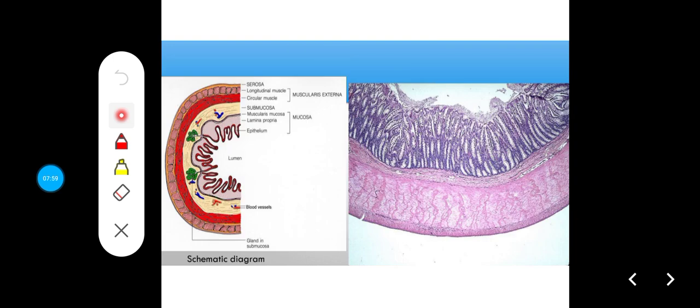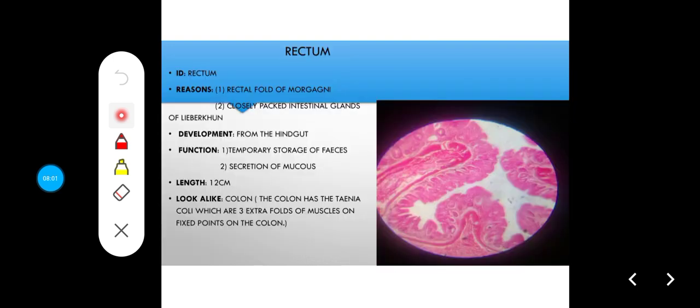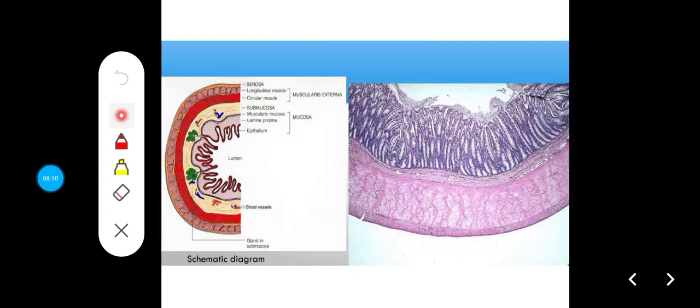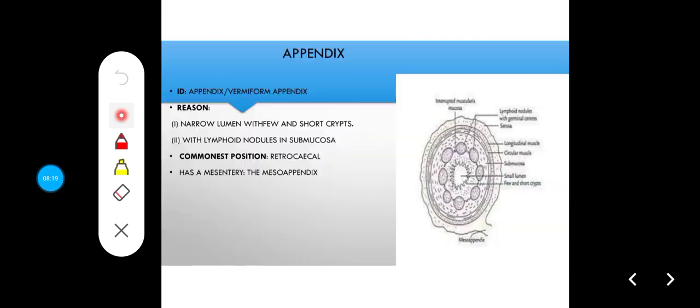Okay, so that's it about the rectum. Quite easy to identify: the rectal folds of Morgagni, the absence of tenia coli, and the presence of closely packed intestinal glands. So look at the intestinal glands here. Look at how closely packed they look. They are very much closely packed.